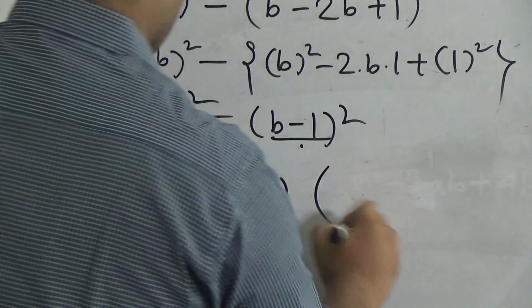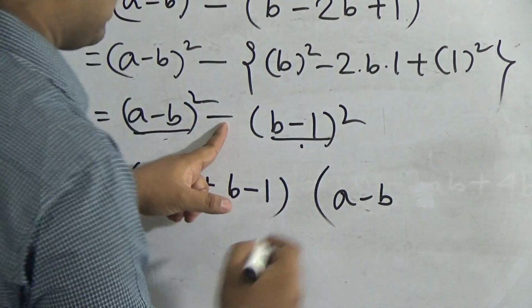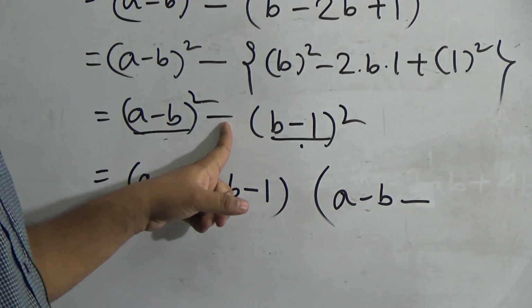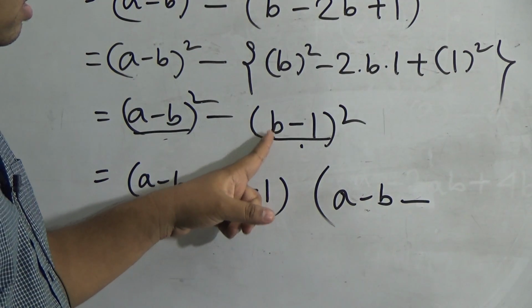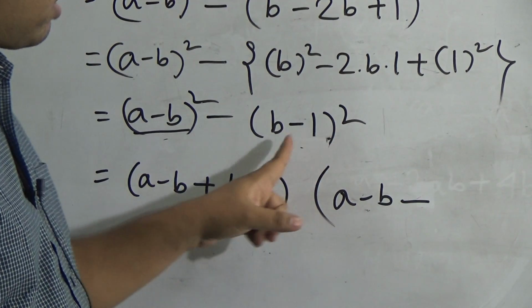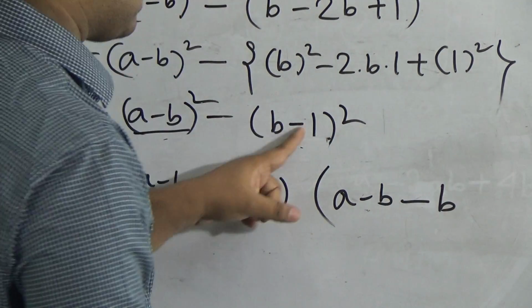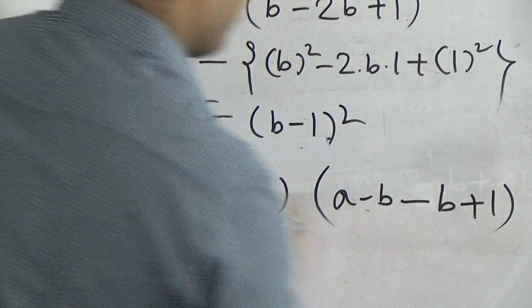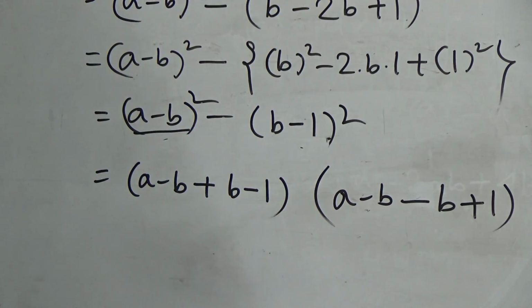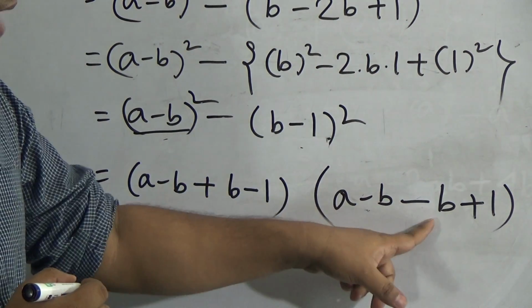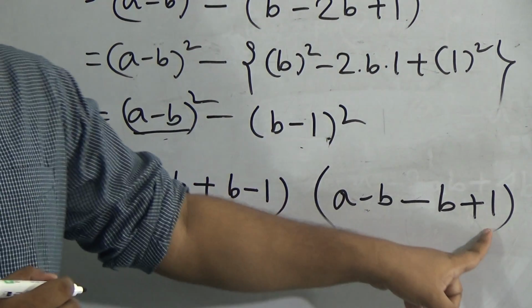Okay, next a minus b and this minus, as the minus sign is given, so the sign inside the bracket of each expression is changed. Plus b will be minus b, minus minus plus 1. I hope you have understood. I repeat, this minus and this plus, plus minus minus, minus minus plus.